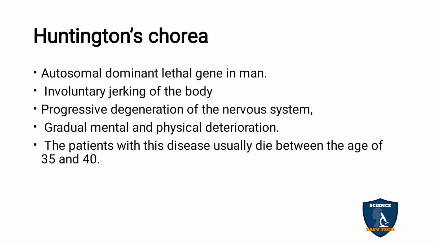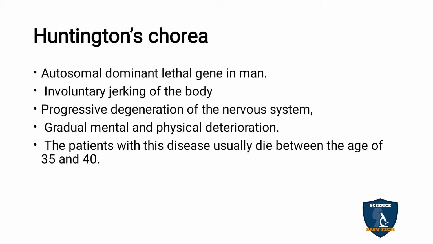Next, Huntington's chorea. Thalassemia, Phenylketonuria, and the last one, albinism, are all autosomal recessive diseases. But Huntington's chorea is an autosomal dominant lethal gene in man. They may ask this for 1 mark.